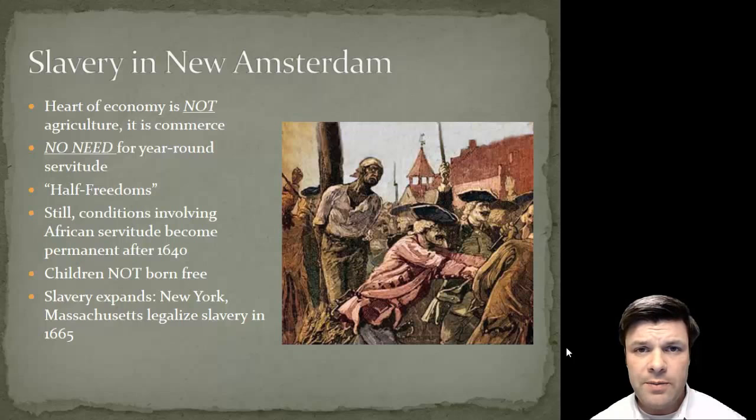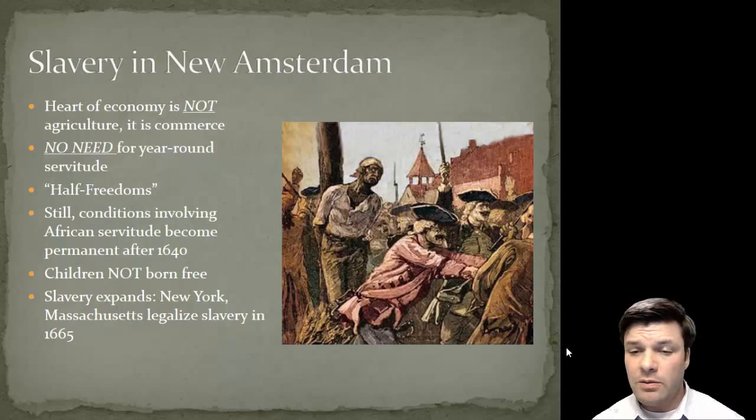After 1640, similar to the case of John Punch, the conditions of African servitude become more and more permanent. Those individuals that are born to slave parents after 1640, they're not born free. And this particular, shall we say, brand or vision of slavery would expand throughout the region, including into the English parts of the colonies. Of course, I mean Massachusetts.